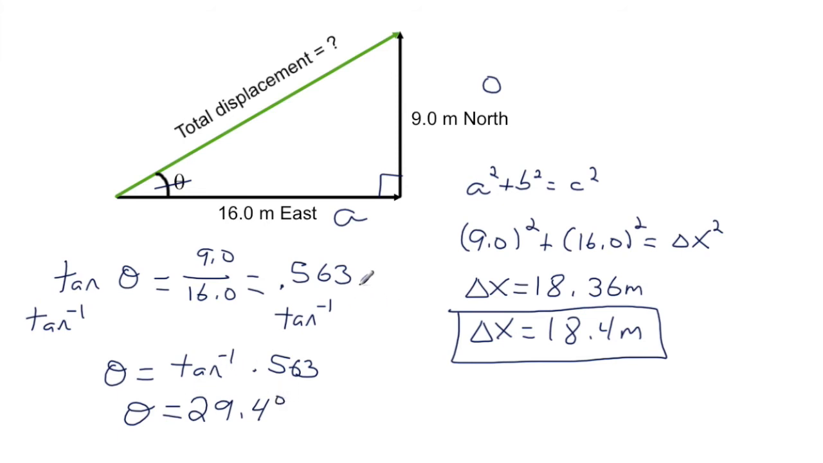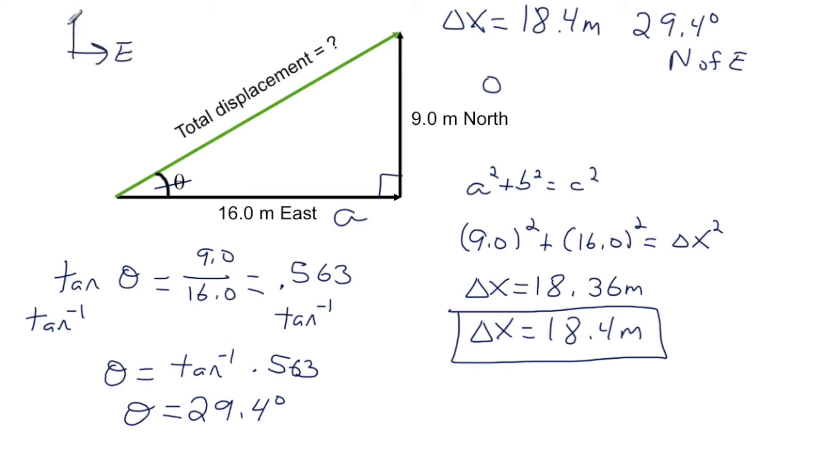And the way that we would say this is that this displacement, the total displacement, is equal to 18.4 meters and 29.4 degrees north of east. If this way is east and this way is north, then this vector is north of east by 29.4 degrees.